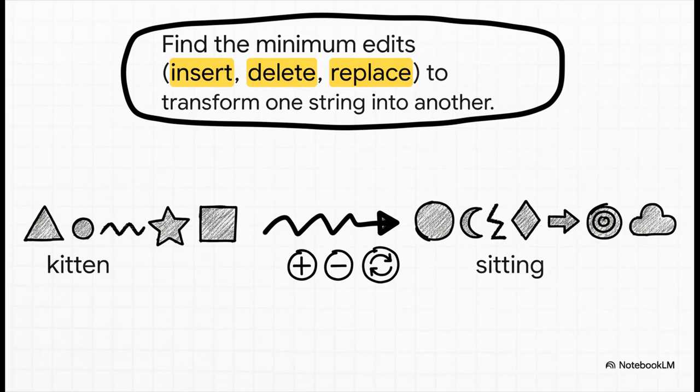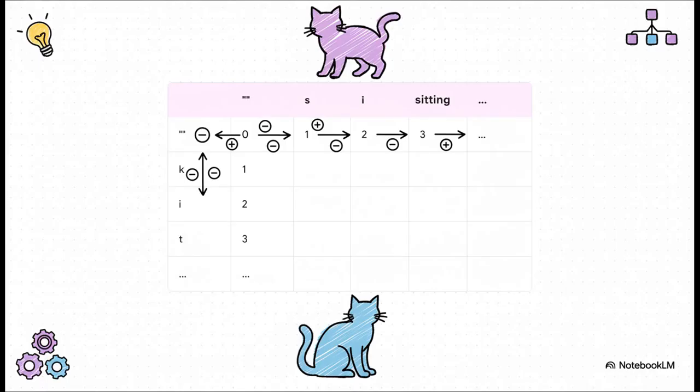And this isn't just some abstract puzzle. This is the core logic behind everything from your phone's autocorrect to how scientists literally compare strands of DNA. We start by setting up a simple grid. The rows can be for prefixes of kitten and the columns for prefixes of sitting.